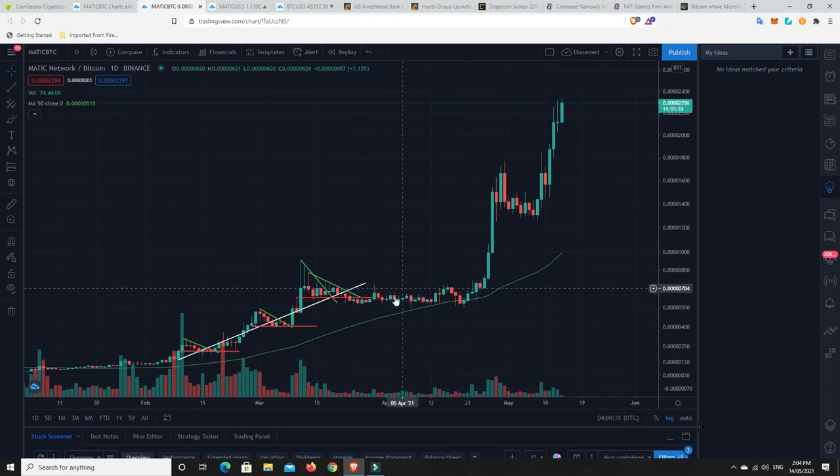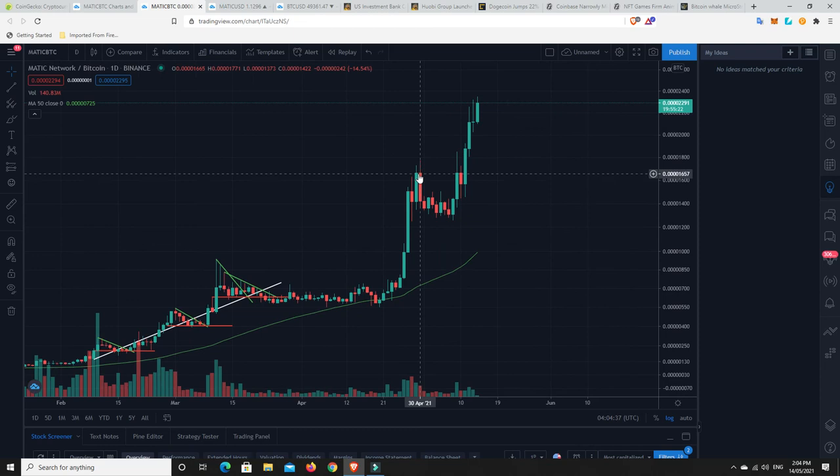Touched the 50-day moving average. This is against Bitcoin though. Boom. Had a bit of a fall off. More sort of traveling sideways. But I guess a bit of a sell off. Boom. I really do think Polygon is going to be huge. I shudder to think what kind of price it's going to get to.